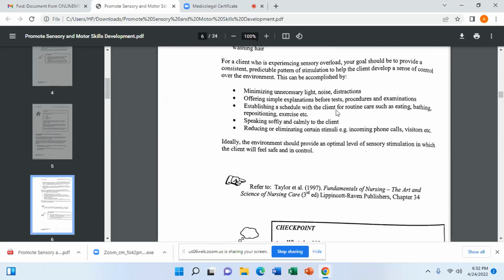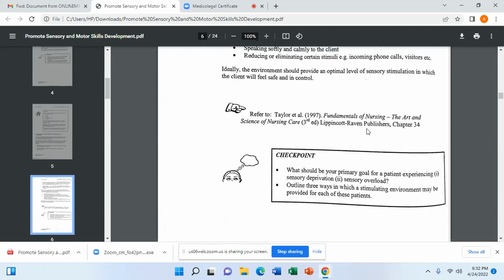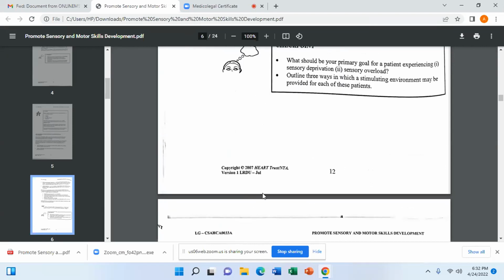Establishing a schedule with the client for routine care such as eating, bathing, repositioning, and exercise. And speaking softly and calmly to the client is another thing. Reducing or eliminating certain stimuli such as the calls and the visitors. And then the environment should provide an optimal level of sensory stimulation in which the client will feel safe and in control.